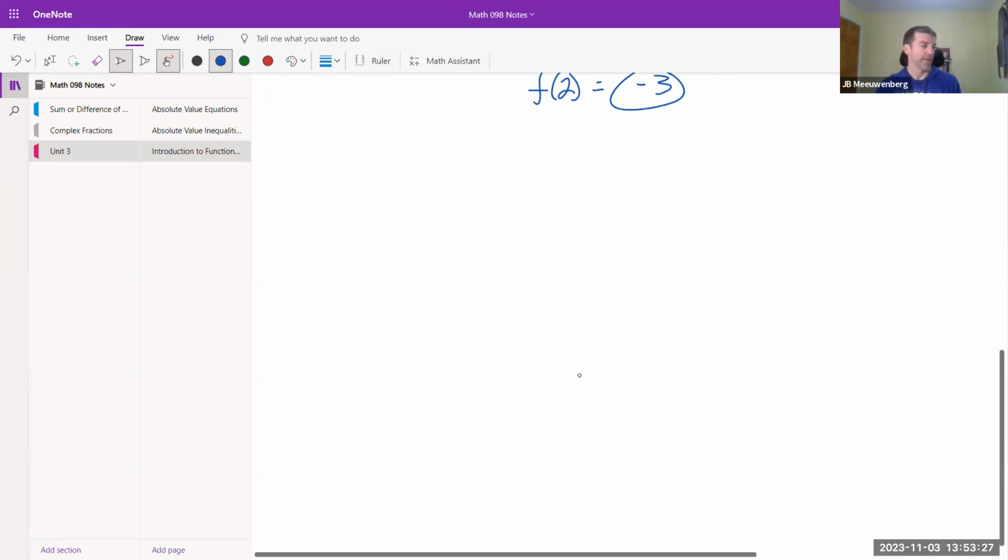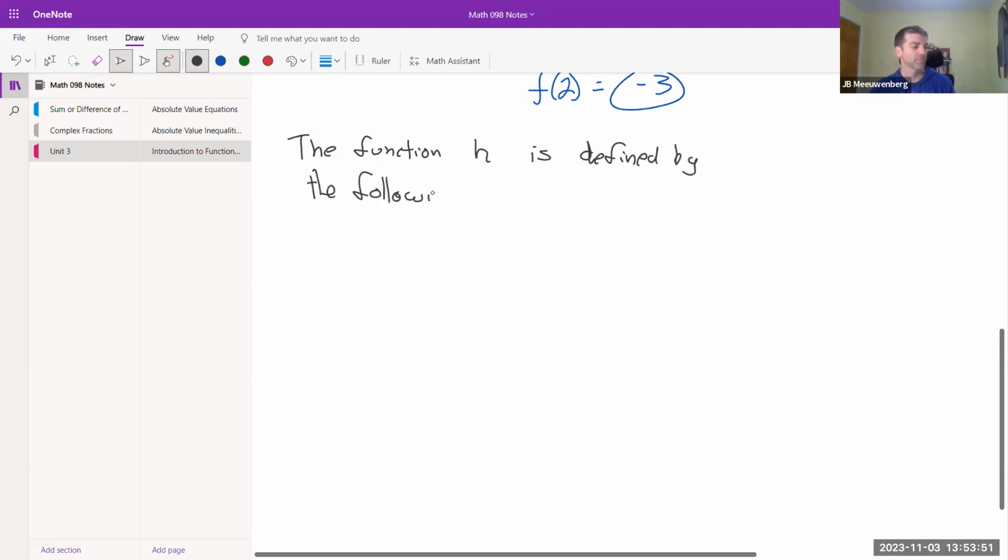Some other language you might see using function notation is this. The function h, because we can name it something other than f. g and h are common letters. The function h is defined by the following rule. h of x equals negative 2x plus 2. And then you might be asked to complete the function table.